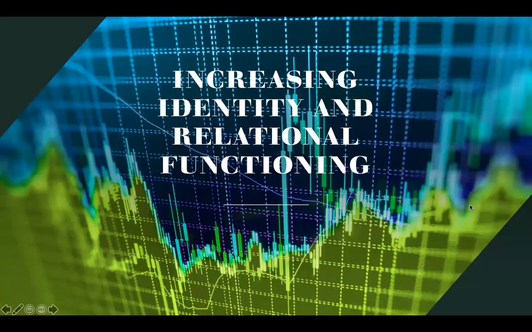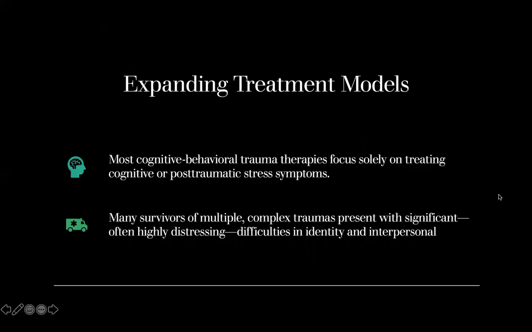So last but not least, increasing identity and relational functioning. So with all of this, what do we do with it? Primarily what we have for PTSD are cognitive behavioral therapies. So they're working on treating the cognitive or post-traumatic stress symptoms. And it is argued that we need to expand the treatment that we provide, or the models that we provide, to talk about interpersonal relationships, to talk about identity. These aren't really things that are included in a CBT approach.